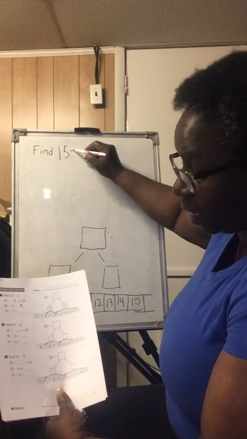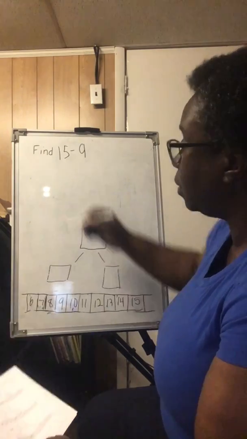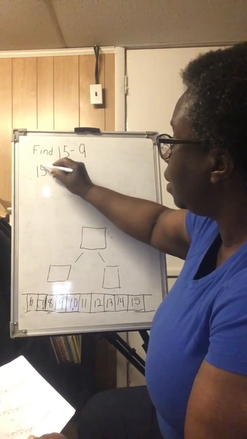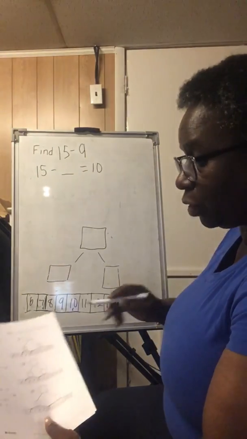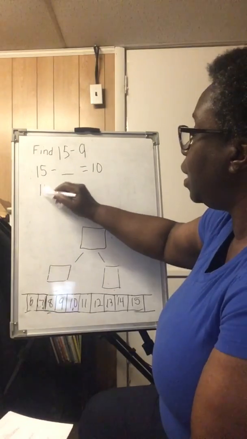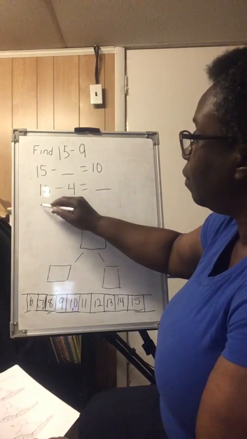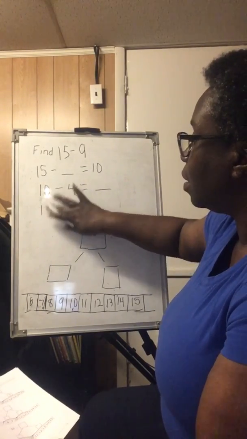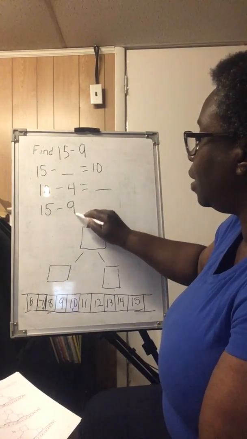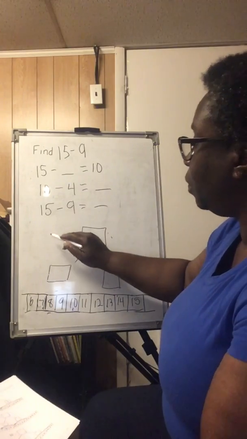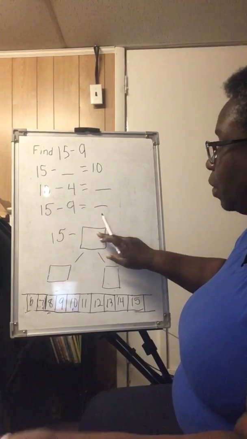15 minus 9. Okay. Is what? So 15 minus what would give us our 10. First equation: 10 minus 4 equals what? 15 minus 9 equals what? So we're going to put 15 minus what is going in our square. Let's work with that first.